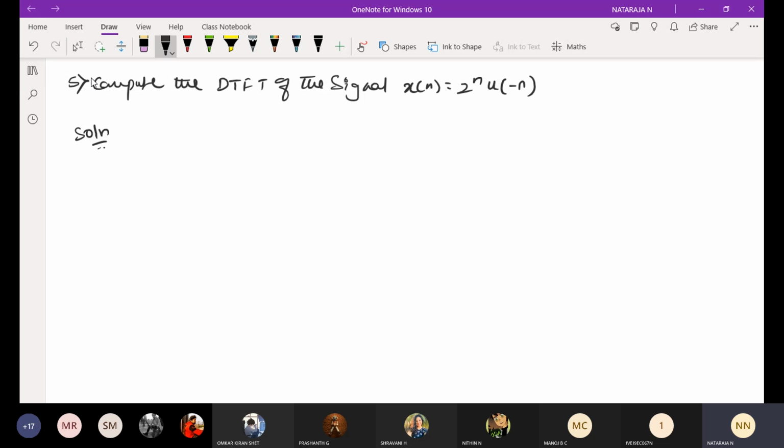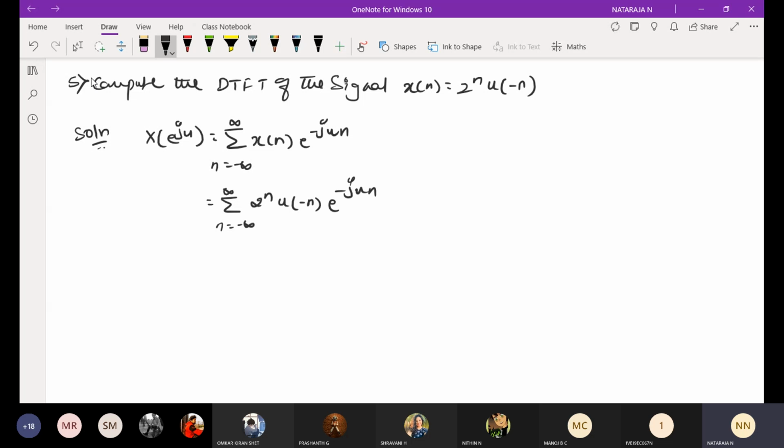Okay, same procedure. You have the standard equation: X of e power j omega is equal to the summation from n equals minus infinity to infinity of x of n e power minus j omega n. What is your x of n? They have already given x of n as 2 power n u of minus n. You have to substitute that. That is the summation n equals minus infinity to infinity of 2 power n u of minus n e power minus j omega n. We need to solve for u of minus n.